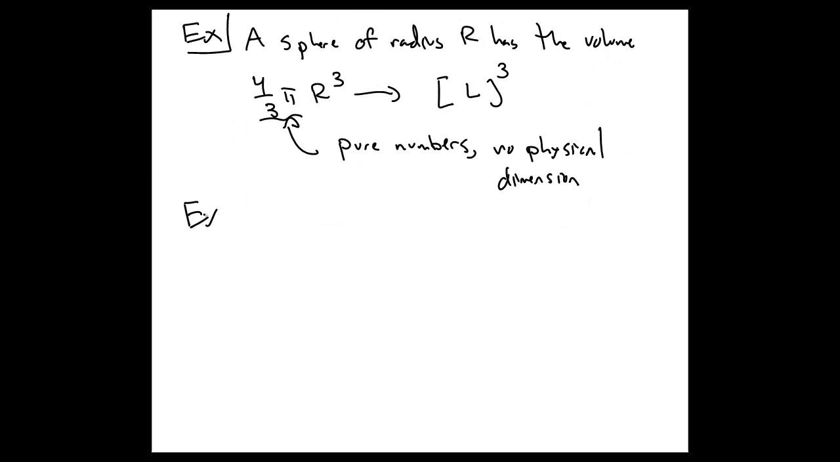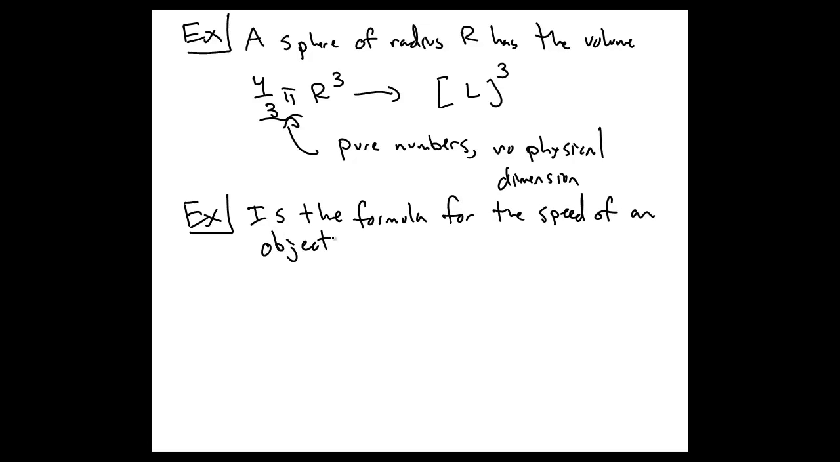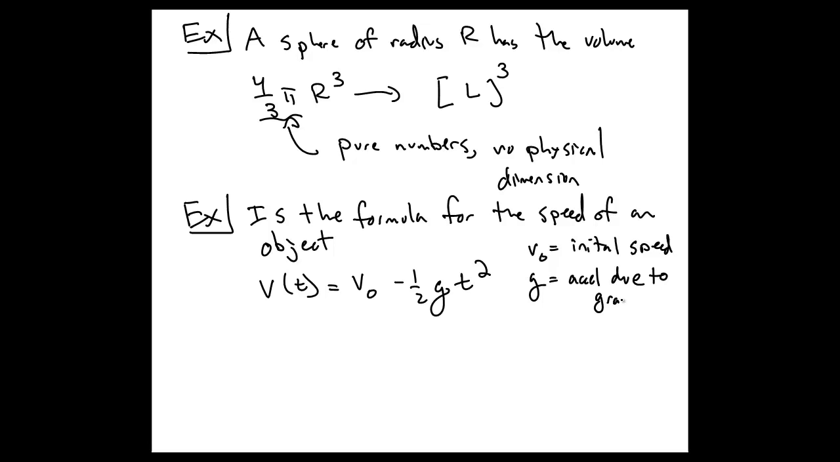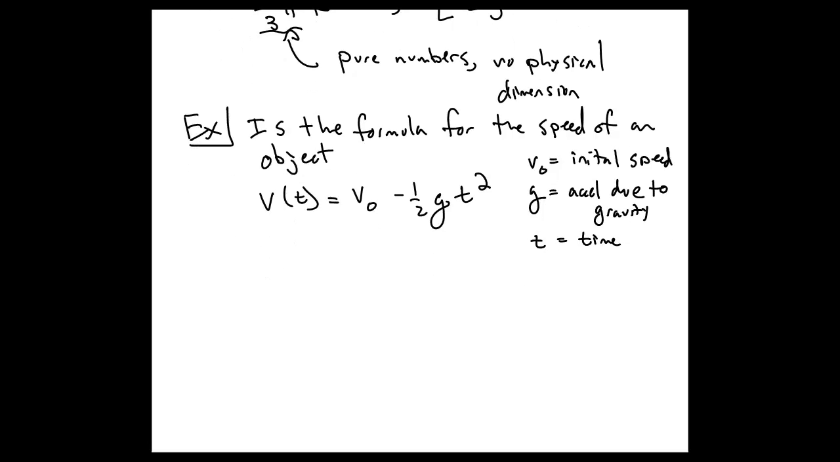Let's consider another example where you actually might want to use the idea of physical dimension. Namely, consider this formula for the speed of an object. The speed as a function of time is the initial speed minus 1/2 times the acceleration due to gravity times t squared. And the question we're interested in is: is this formula correct?